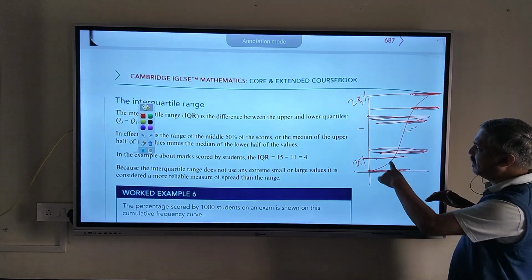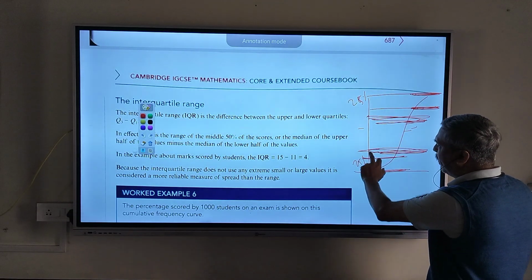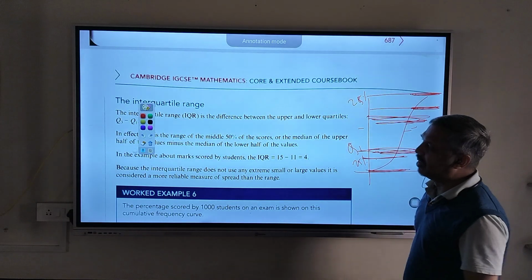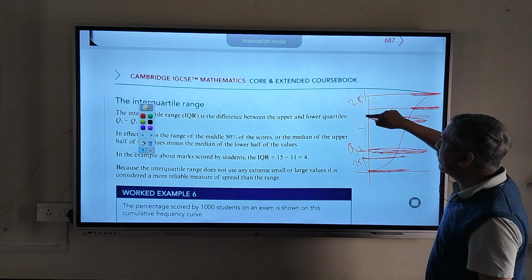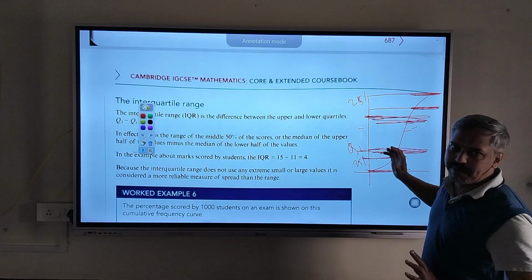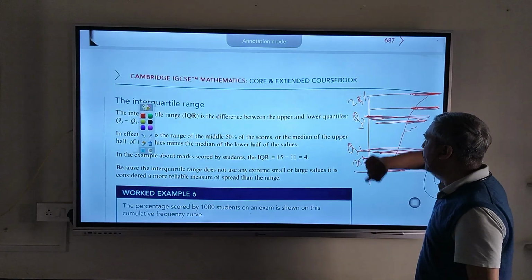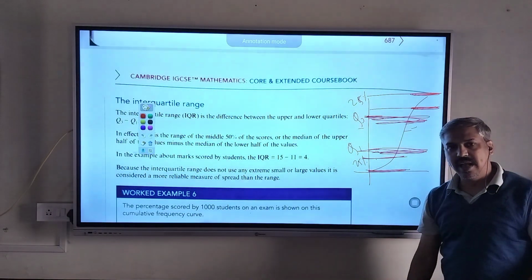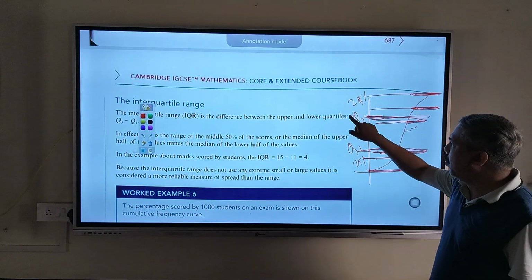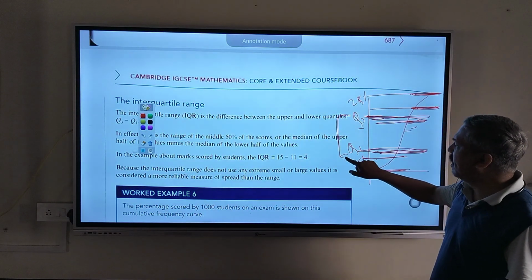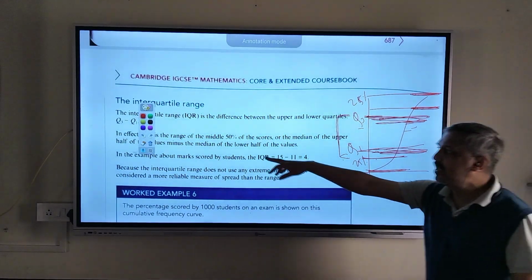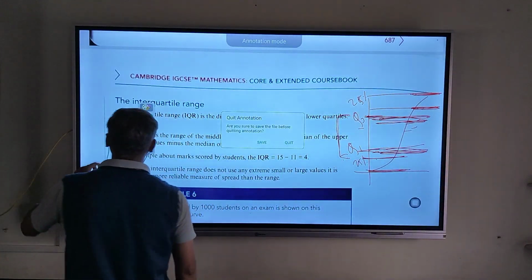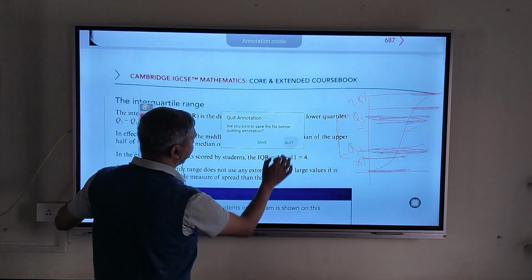So the first 25% are gone and we reach Q1, the lower quartile. Then after 50% has elapsed, we reach the 75% mark, which is where Q3, the upper quartile, is. The difference between Q3 and Q1 is the range where the major, important chunk of the data can be found. That is why the interquartile range is an important parameter.